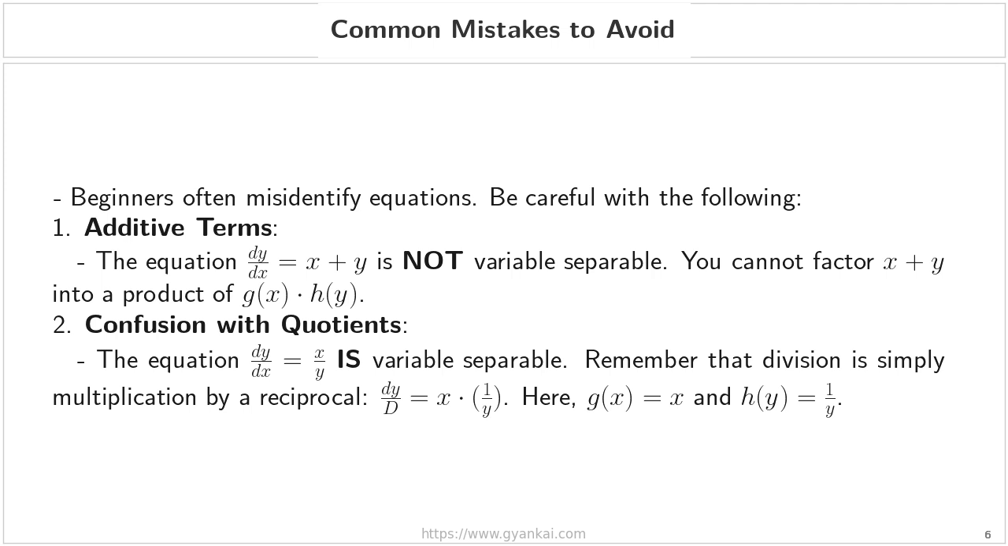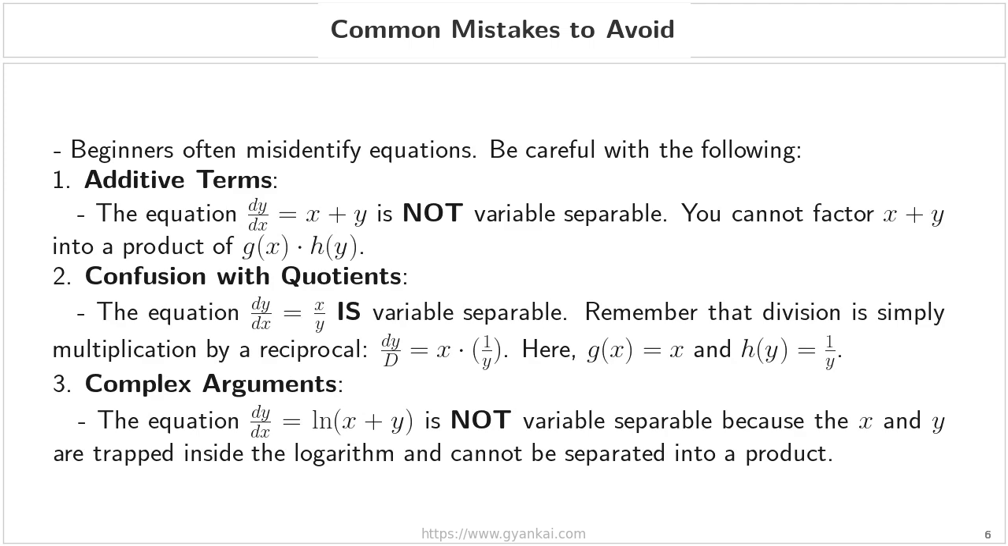Second, watch out for confusion with quotients. This is a tricky one. You might see an equation like dy by dx equals x divided by y. Unlike the first example, this equation is variable separable. Remember, division is just multiplication by a reciprocal. We can rewrite this as dy by dx equals x times 1 over y. In this case, our x function is just x, and our y function is 1 over y. Since they are multiplied, the separation works perfectly.